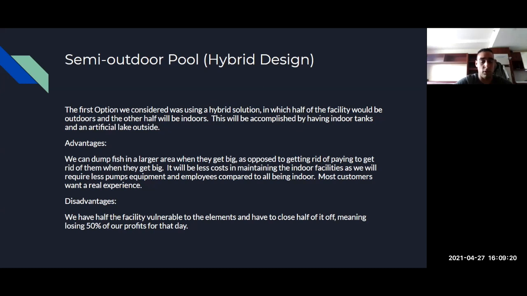The main disadvantage we found in this facility was that half of it would be theoretically susceptible to the environment, and we would be forced to shut down that part given bad weather, such as the recent amount of hurricanes in the Houston area.